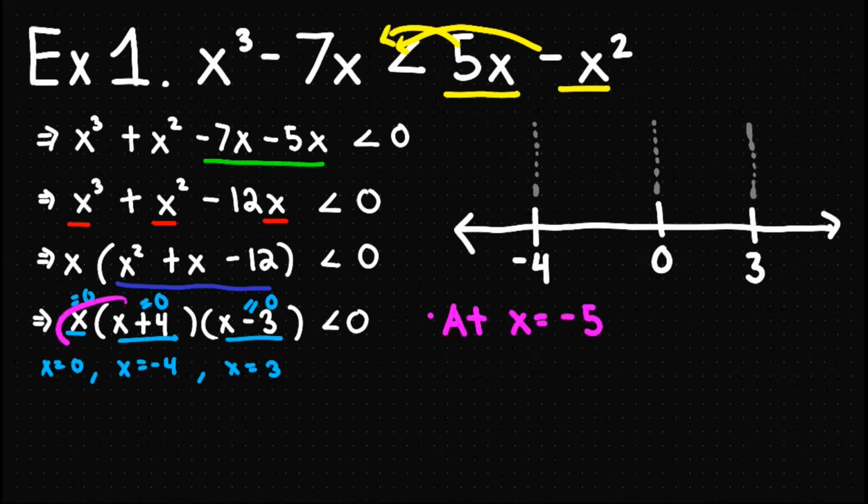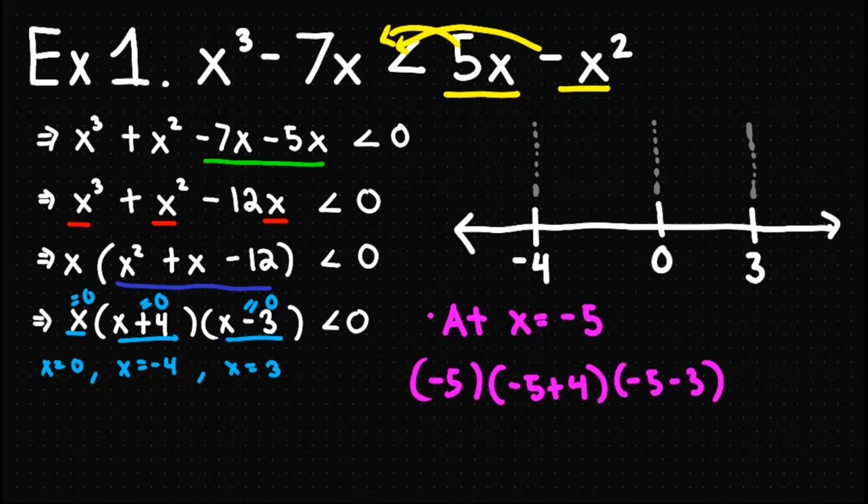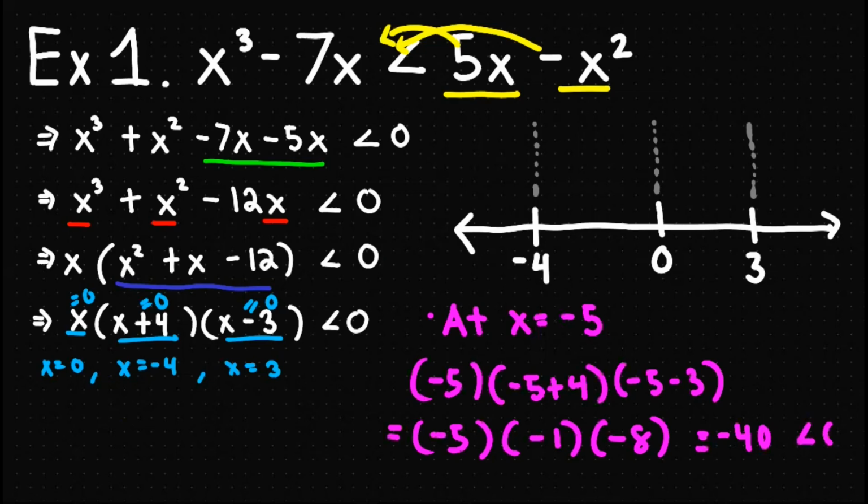Then, focusing on this one, we'll have negative 5 times negative 5 plus 4, then negative 5 minus 3. There. Then when this is simplified, we'll have negative 5 times negative 1 times negative 8, or when combined, we'll have negative 40, which is less than 0. So it satisfies the inequality out here. Therefore, we say that this region is valid, or it is true.